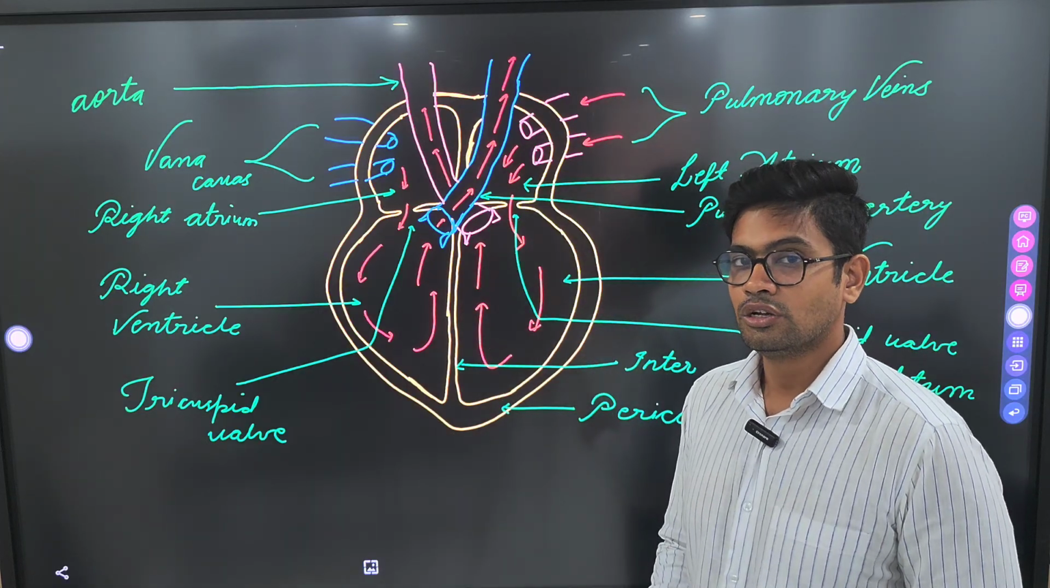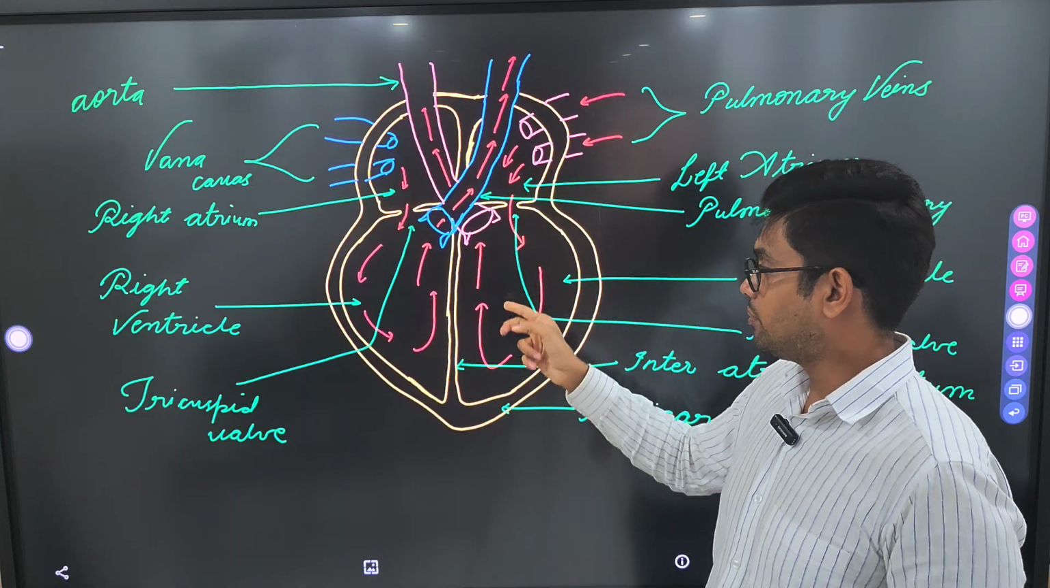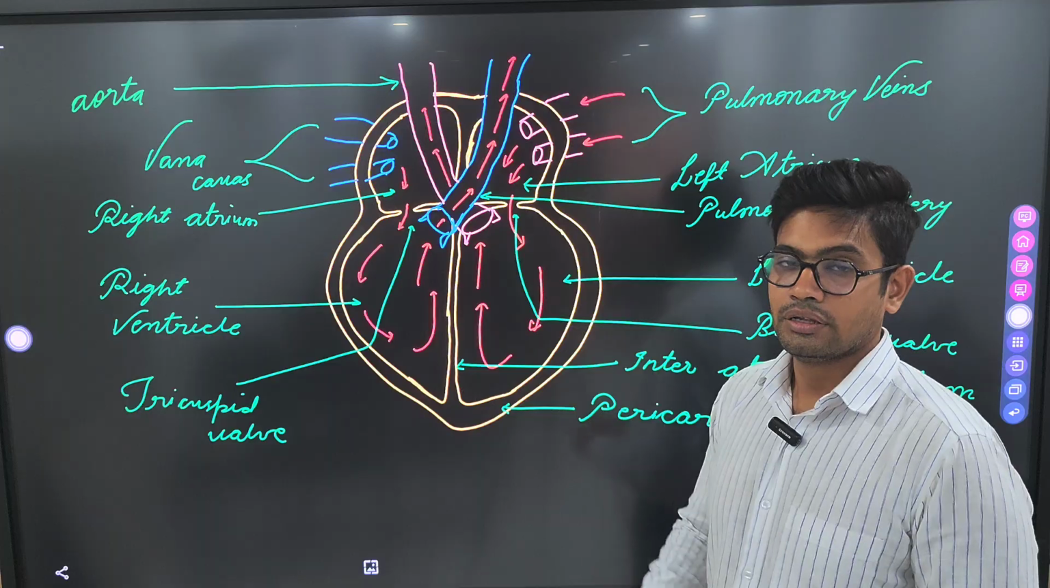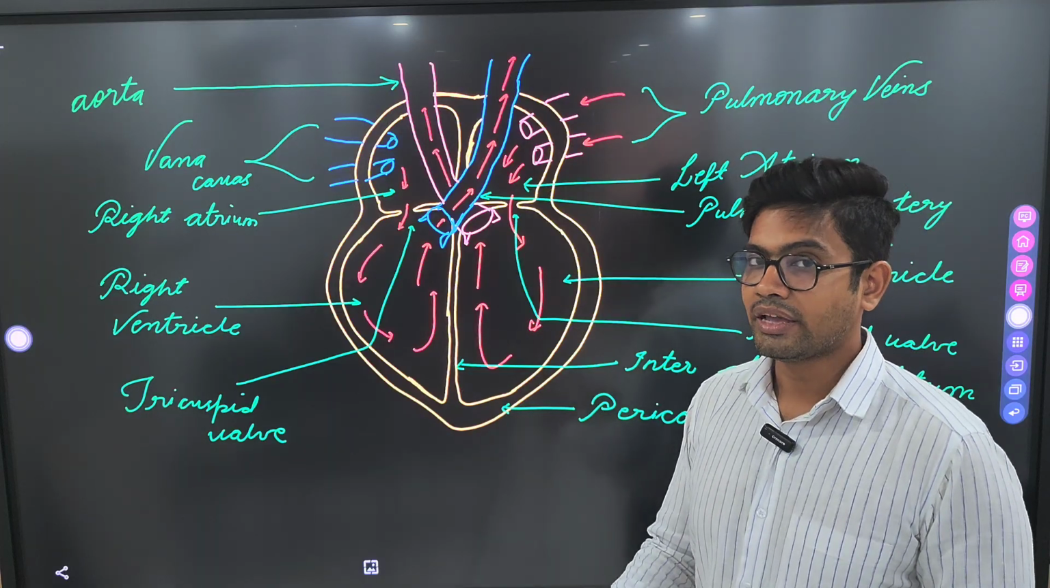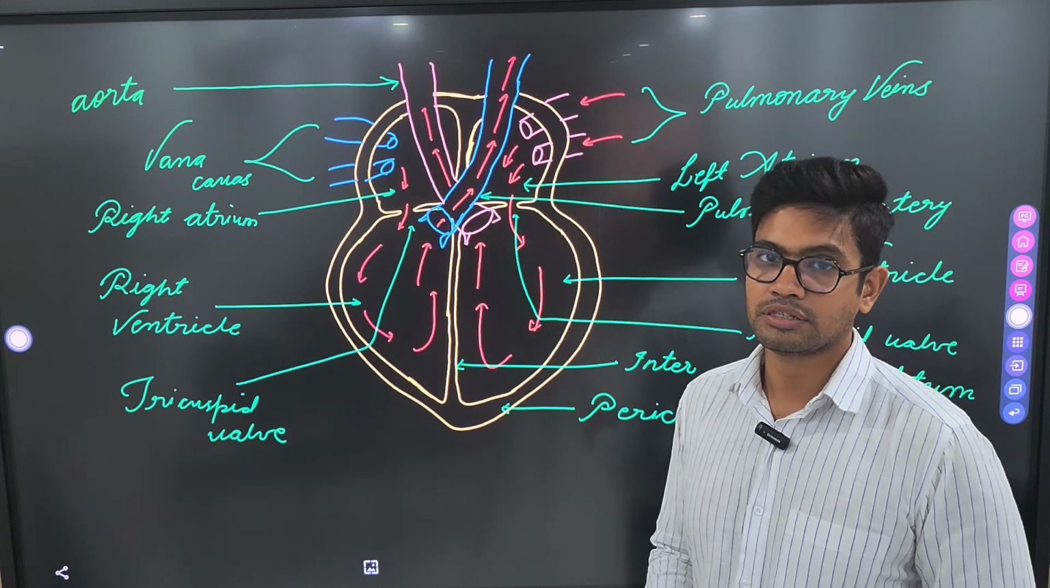That is on the right side. On the left side, between the left atrium and left ventricle, this valve is known as the bicuspid valve because it opens in 2 cusps or 2 parts like this.